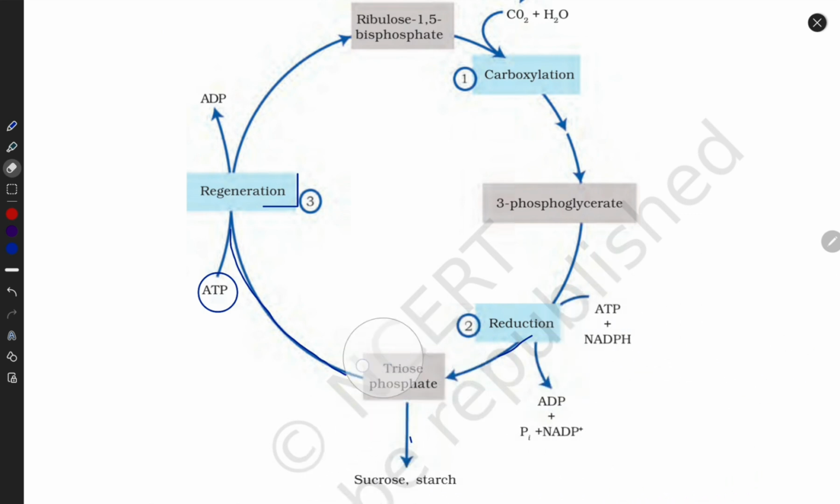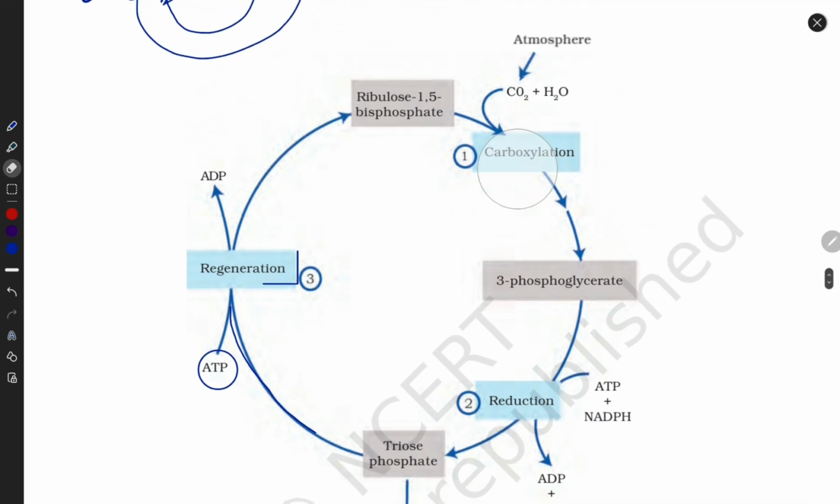Now I'm telling you some depth. Whatever I tell you, these are competitive zone; they will ask in your competitive examination. According to your 10th, 11th, 12th class, this is enough. But according to competitive exams, this is not enough. I'm explaining in detail.